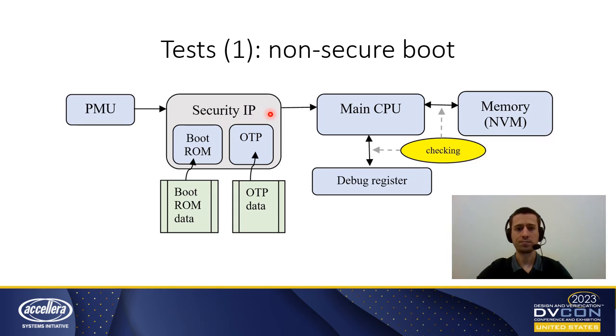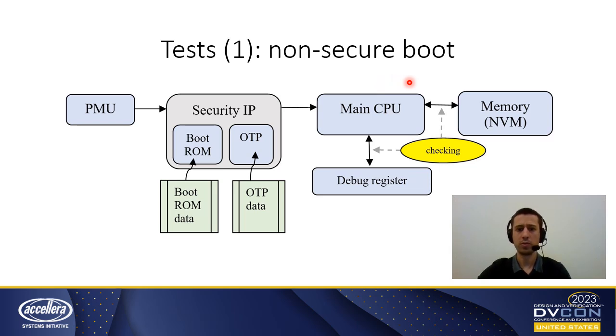Part of this is the power up sequence that I mentioned before. So it first reports back to PMU that it's up and running, and the second thing is that it enables the main CPU. So this is more or less the end of the power up sequence, but it's not the end of the test. So basically we need now to check that the power up sequence was successful.